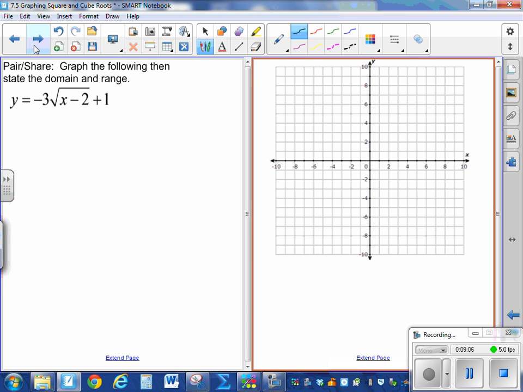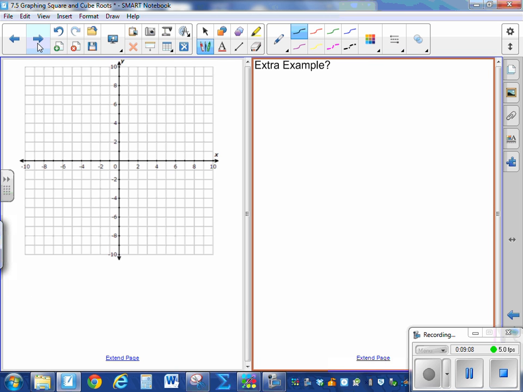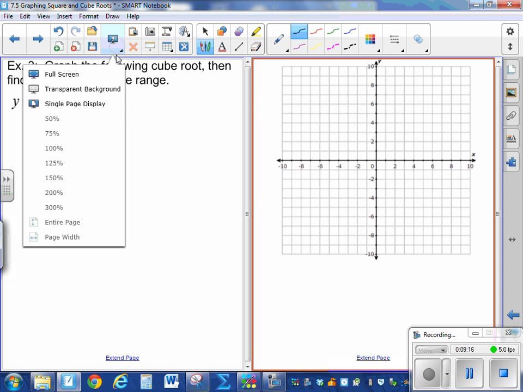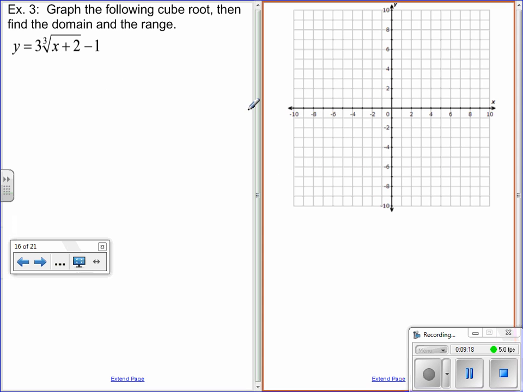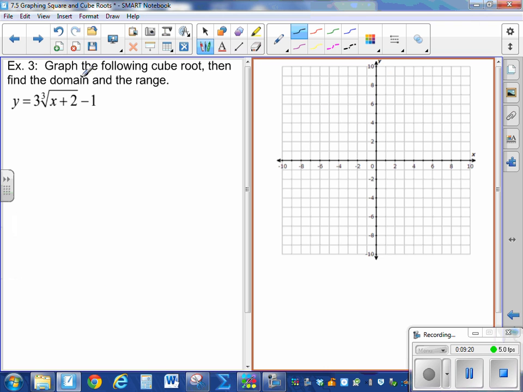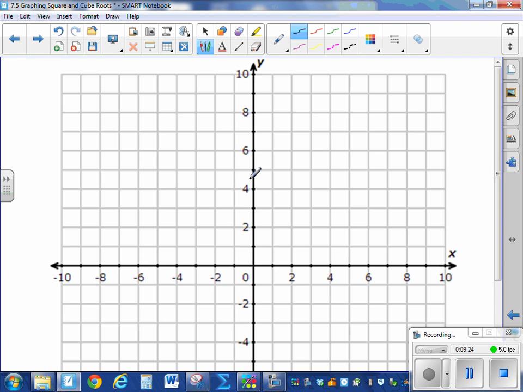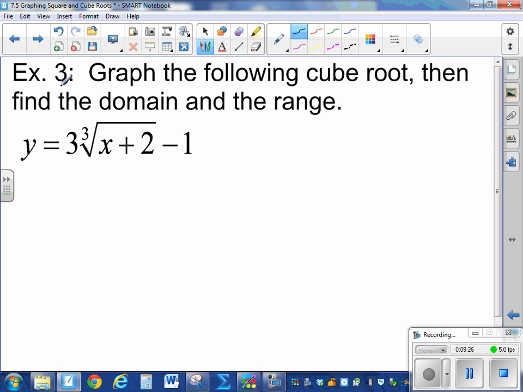So we're going to do pair shares and stuff, but I'm just going to go over one example each. That way it's not too much for you guys. Let's switch this back full screen. So most of the time on your notes, you're just going to be watching me fumble around and mess up my screen. Oh, just to watch Mr. Aguirre not know how to work a computer.